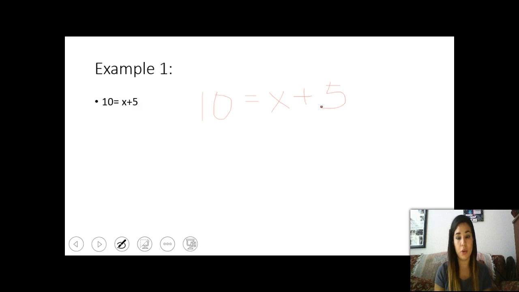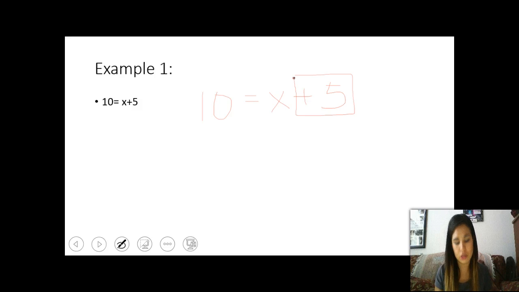In algebra, when you're solving equations, we do opposites. So our goal is to get everything off of the side where x is and have x completely by itself. In this case, the number that's not letting me have x completely by itself is this plus 5. So we need to do opposites. That's how algebra works. The opposite of subtraction is addition. Opposite of addition is subtraction. Opposite of multiplication is division, and the opposite of division is multiplication.